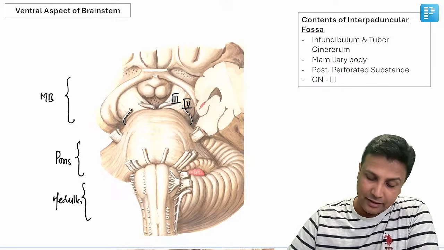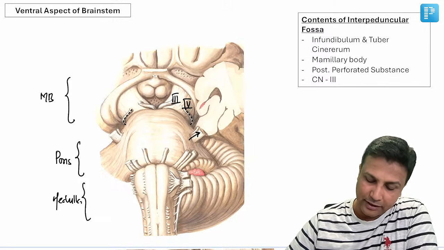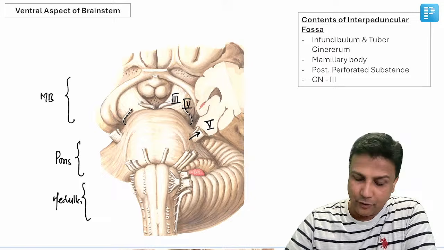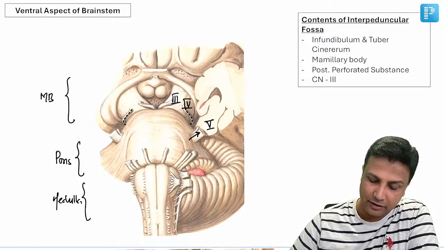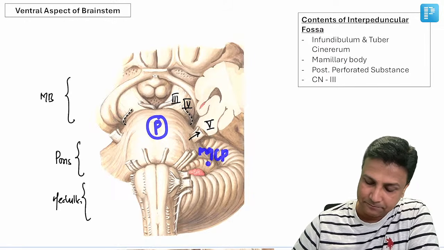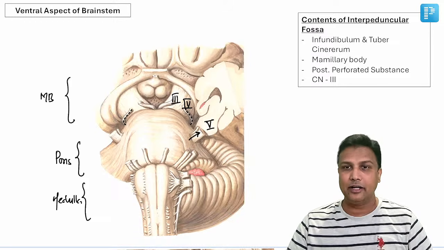Now after this, in this diagram, you're able to see this cranial nerve coming from the pons here, and this will be cranial nerve number 5. That is your trigeminal nerve. And the trigeminal nerve, to be very specific here, is coming out between the pons here and the middle cerebellar peduncle here, sir. In between the pons and the middle cerebellar peduncle, it is going to exit out.